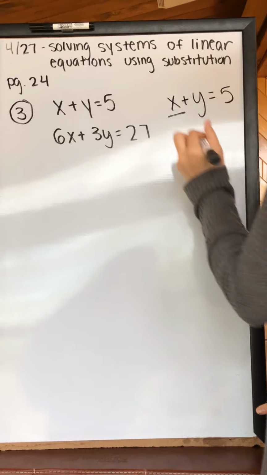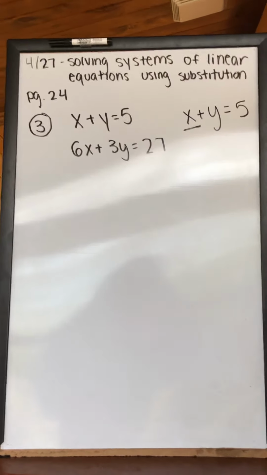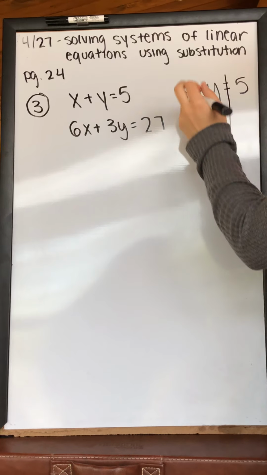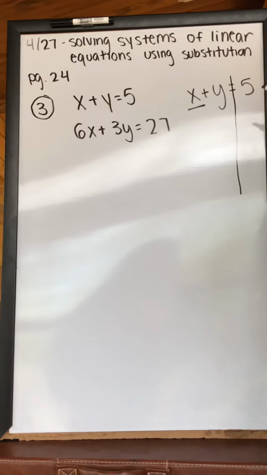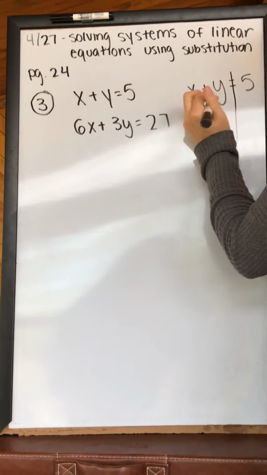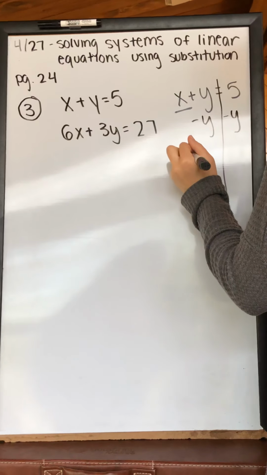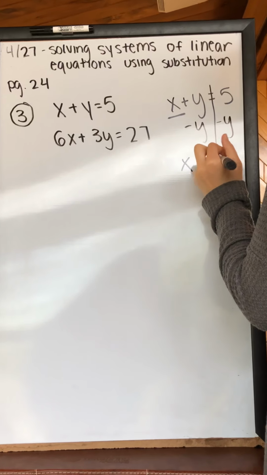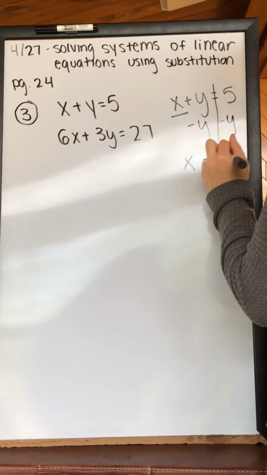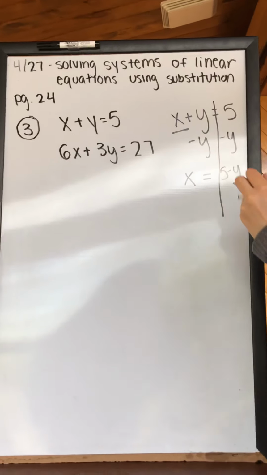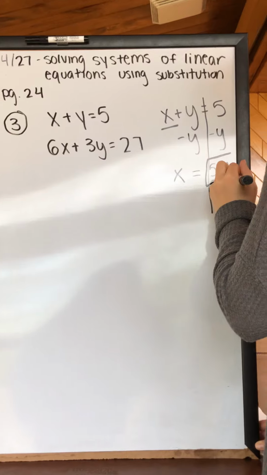And to solve that equation for x, I'm just going to solve it like I do a normal equation. I'm going to isolate x, have x on the left, everything else on the right. So this is plus y. I'm just going to subtract y on both sides. On the left I have x equals, on the right I have 5 minus y. Now I know what x is. X is 5 minus y.